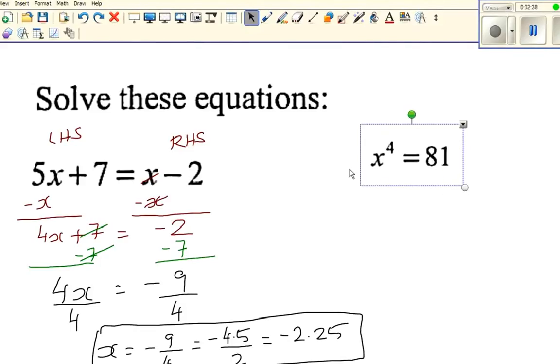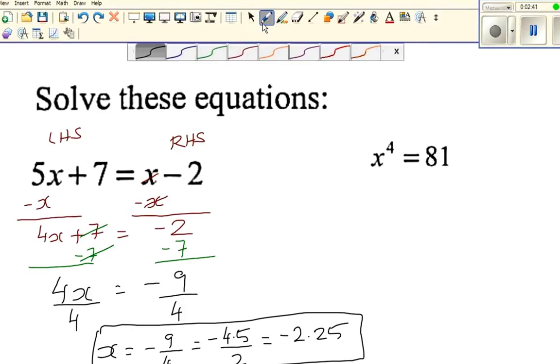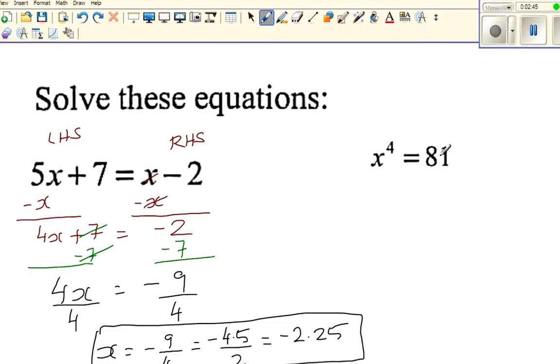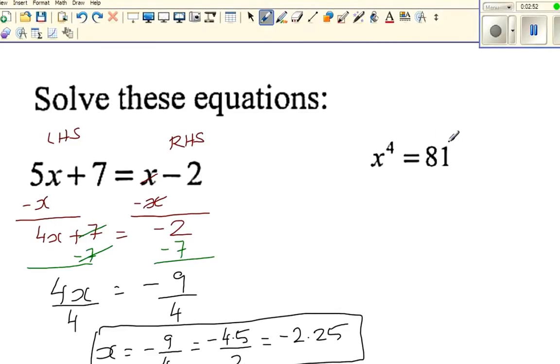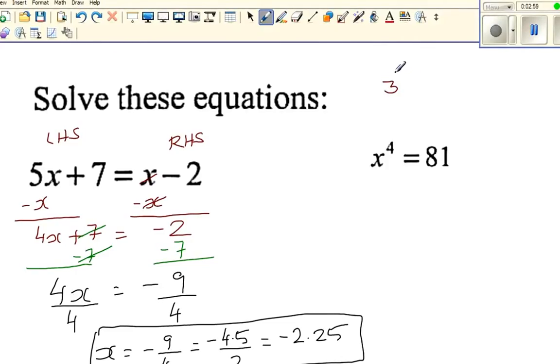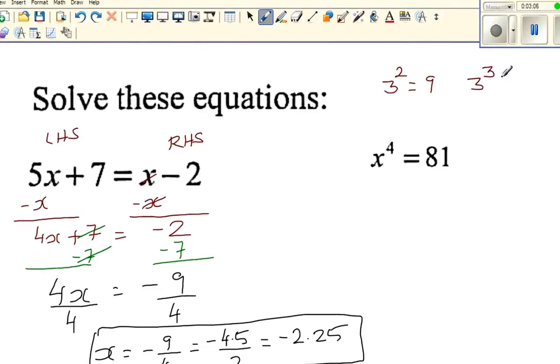x to the power 4 is 81. I'm doing this without a calculator, so I will think, how can I write this as a fourth power? Do you know any number that raised to 4 gives you 81? It's good to know that 3 squared is 9, that is 3 times 3. 3 to the power 3 is 27 and 3 to the power 4 is 81.